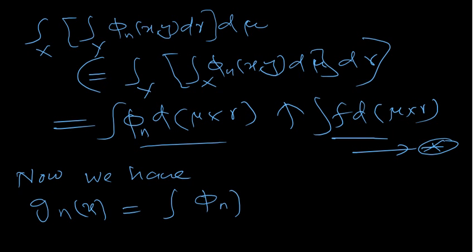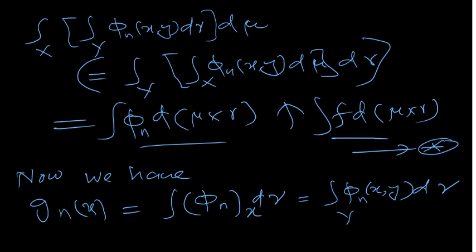phi n x, that's already defined, phi n x with respect to the measure nu, because it's a function of y now for each fixed x. This is equal to the integral over y space of the function phi n x y, because phi n of x means phi n of x y, where we vary y, keeping this x fixed, d nu.